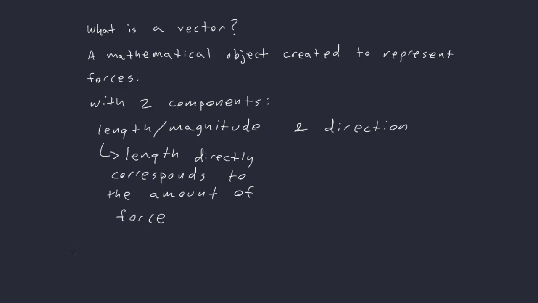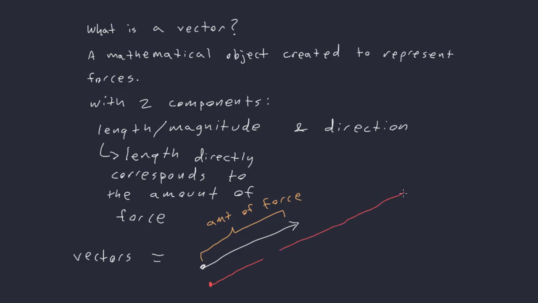So vectors are basically arrows, right? That's how we represent them. We represent them as physical objects in space as arrows. So the length is the amount of force, right? It's the actual magnitude of the force. So if I draw an arrow that is in the same direction but twice as long, right? This is twice the force, twice the amount of force.